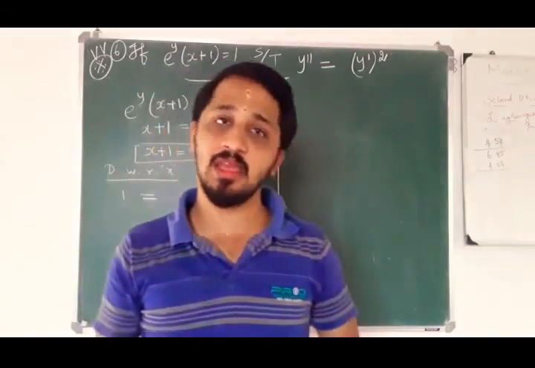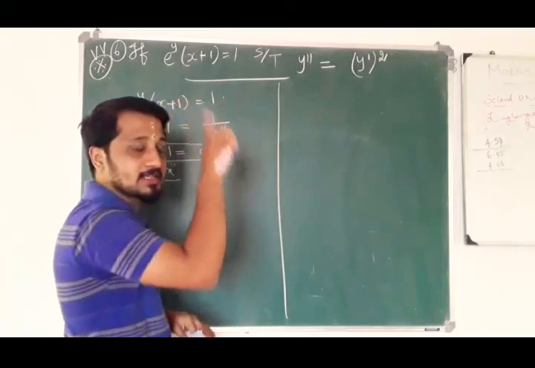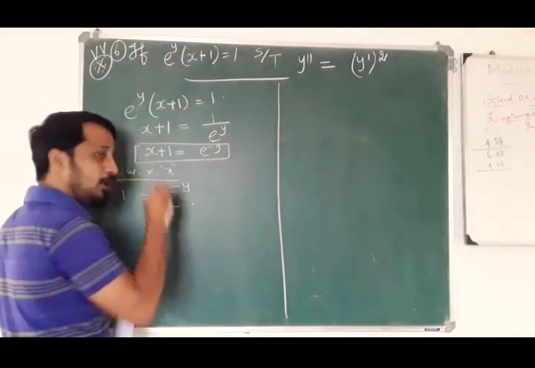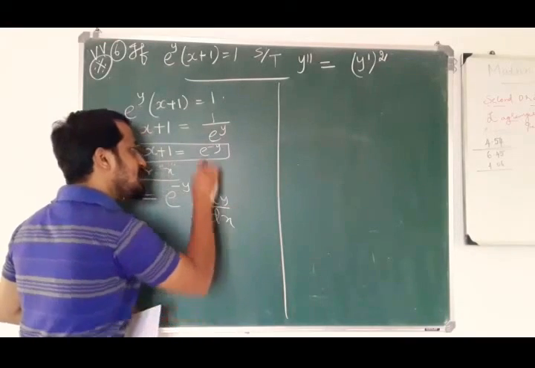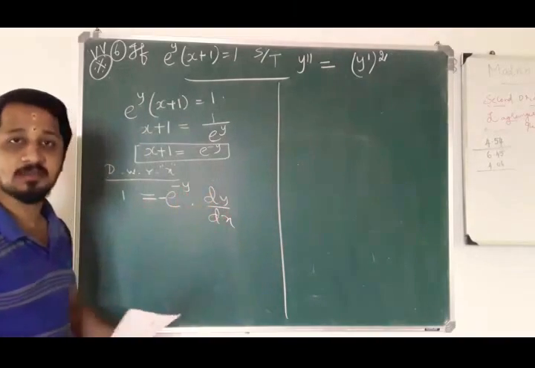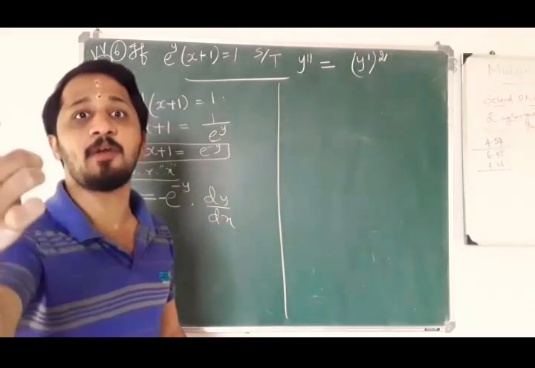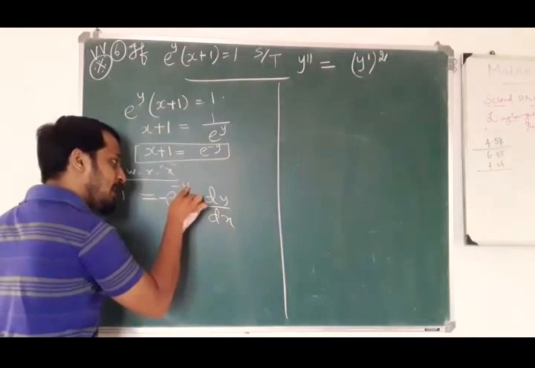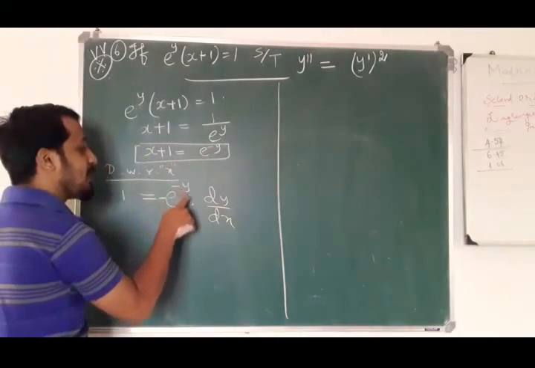The derivative of e^x is e^x. The derivative of e^(-x) is -e^(-x). So the derivative of e^(-y) is -e^(-y), but in place of x I have y, so I have to differentiate y with respect to x, which gives dy/dx. So 1 = -e^(-y) dy/dx. Is it clear?